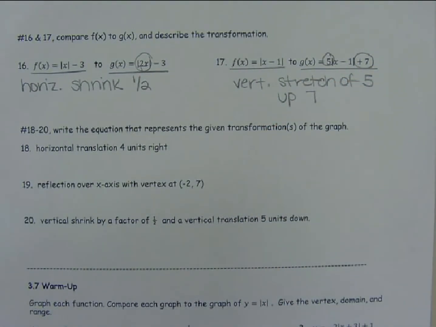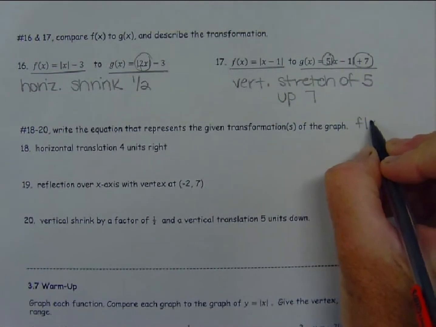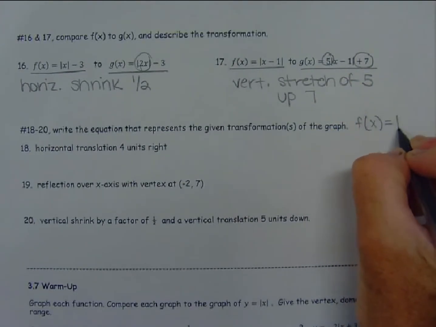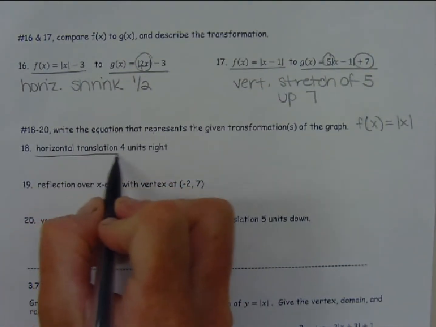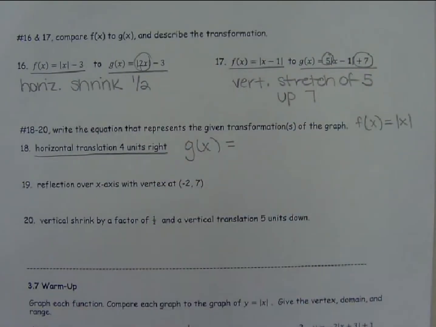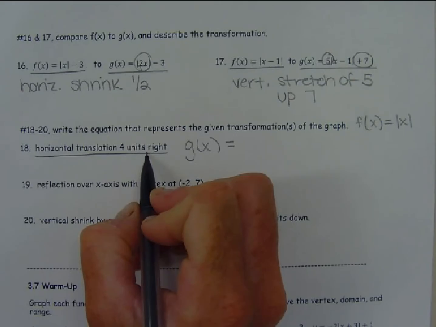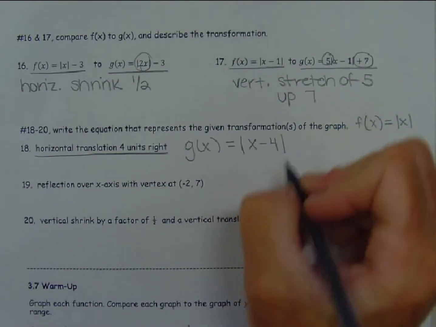The last thing we're going to do is we're going to write some equations. So we're going to take f of x equals absolute value of x, and we're going to write a new equation based on what they say. Horizontal translation 4 units to the right. So remember, whenever it's left or right, it's inside, and inside is always the opposite. So you normally think of right as positive. Because it's opposite, it will be x minus 4 inside.